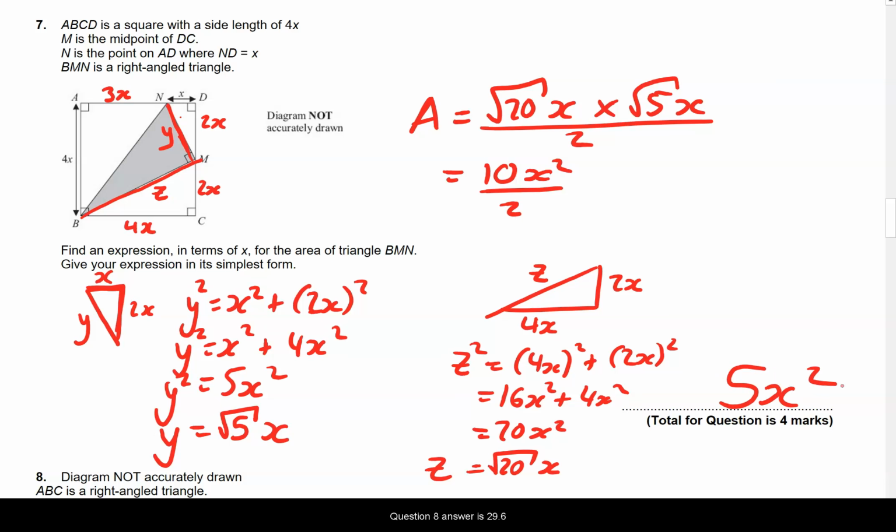I've run out of time. I will have to just put a little note. There'll be a little caption for what the answer for number 8 is down there somewhere.